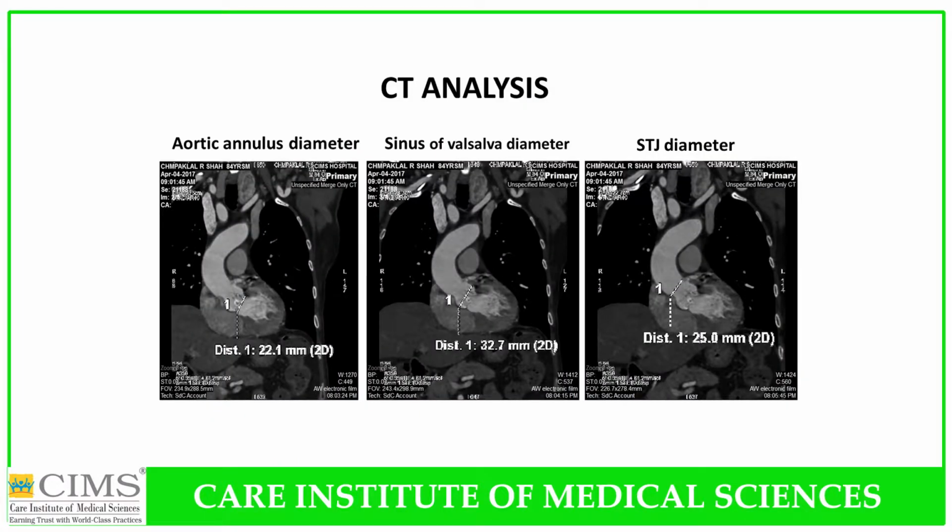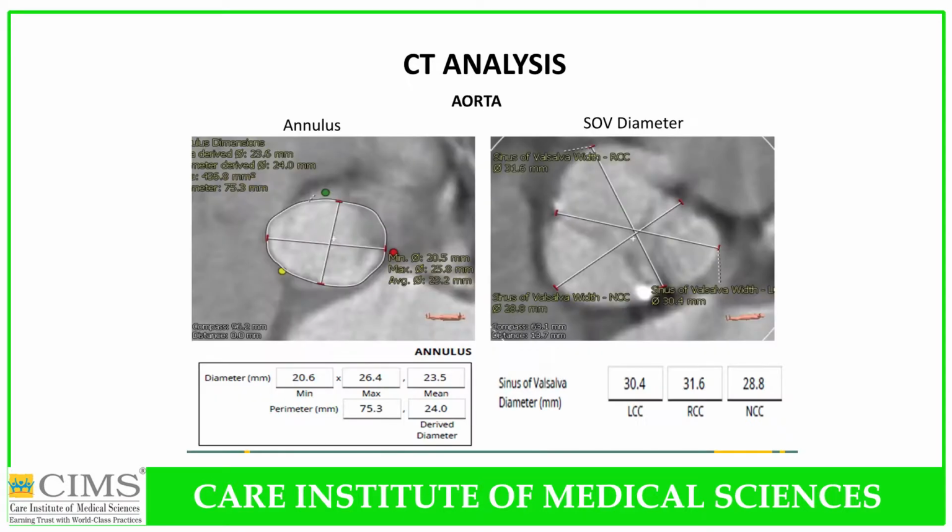CT analysis of the aortic root and aortic valve showed aortic annulus diameter at 22.1 millimeter, sinus of Valsalva diameter at 32.7 millimeter, and sinotubular junction diameter at 25 millimeter. Again, the detailed analysis showed the perimeter of the annulus at 75.3 millimeter and derived diameter was 24.0 millimeter. Sinus of Valsalva diameter varied from 30.4 at the left coronary cusp, 31.6 at right coronary cusp, and non-coronary cusp it showed 28.8.